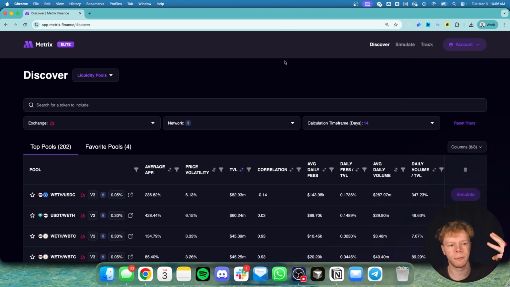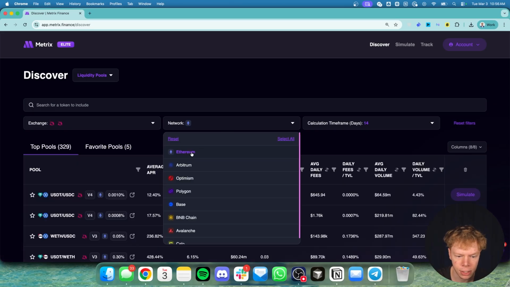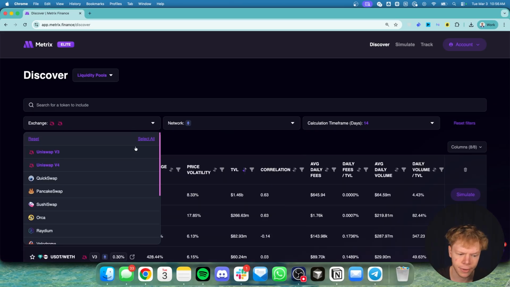But we have three core functions on Metrix. There's the discover function, there's the simulate function, and there is the track function. So starting on discover, this is going to help you find the pools. It's similar to the Uniswap explore page. It's just we have advanced filtering. So not only do we support Uniswap, we also support other decentralized exchanges and a lot of different networks.